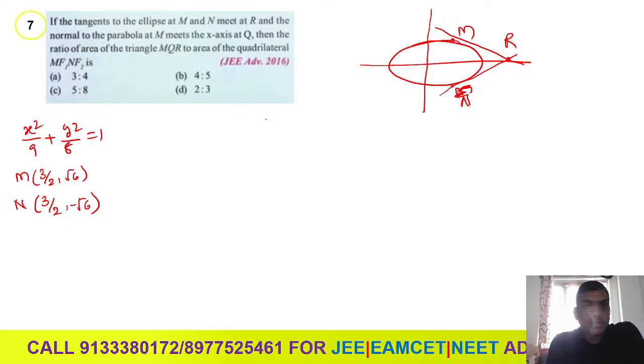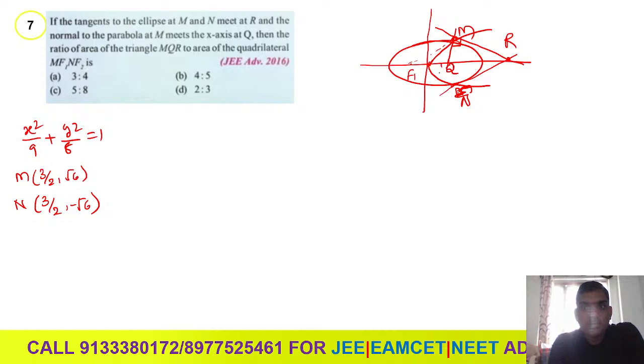And the normal to the parabola at M. Normal to the parabola at M here. This is for parabola. Normal to the parabola at M meets the x-axis at Q. So here it is meeting the x-axis at Q. Then the ratio of the area of the triangle MQR, this MQR, and the area of the quadrilateral, here M F1 N F2.